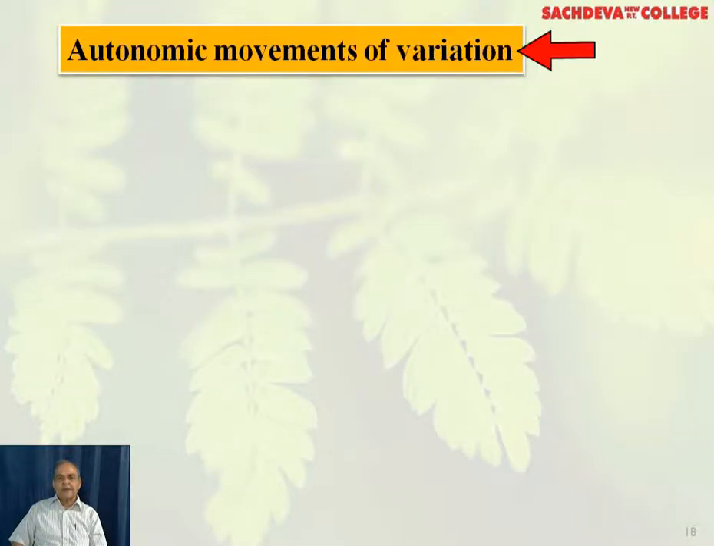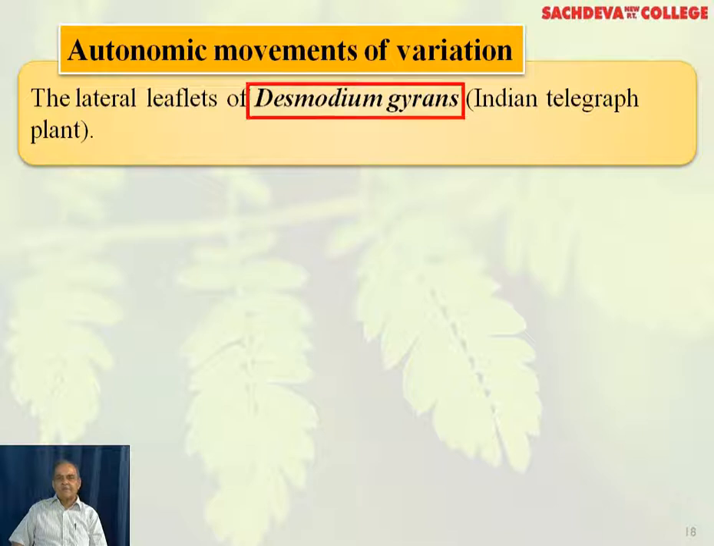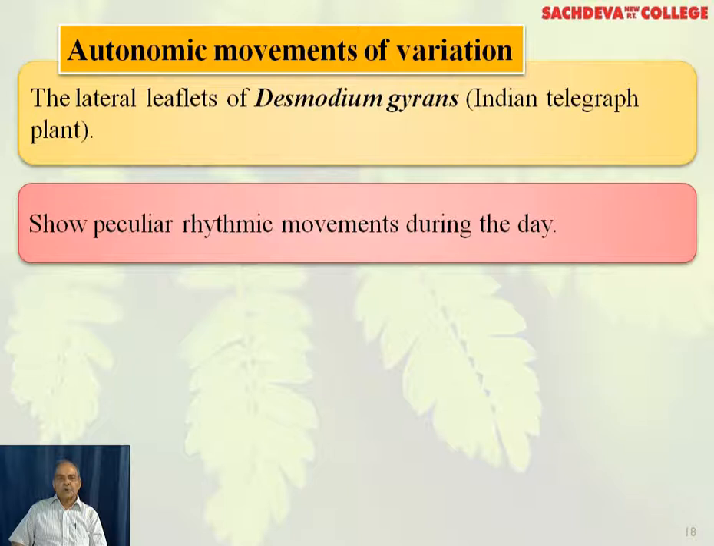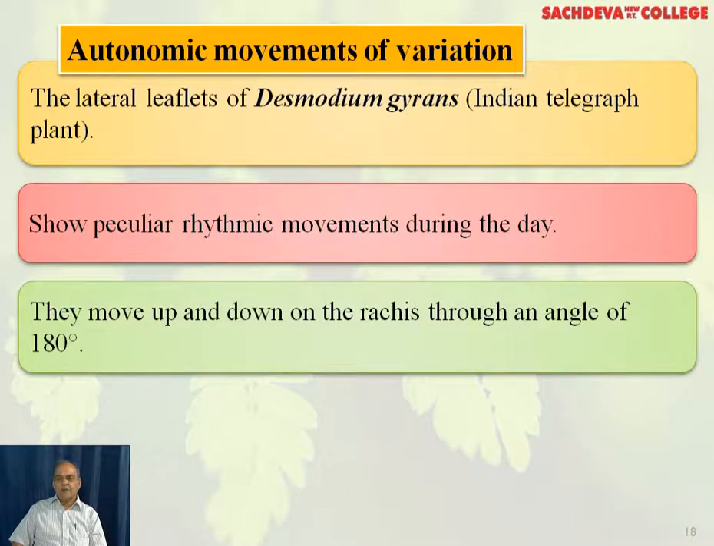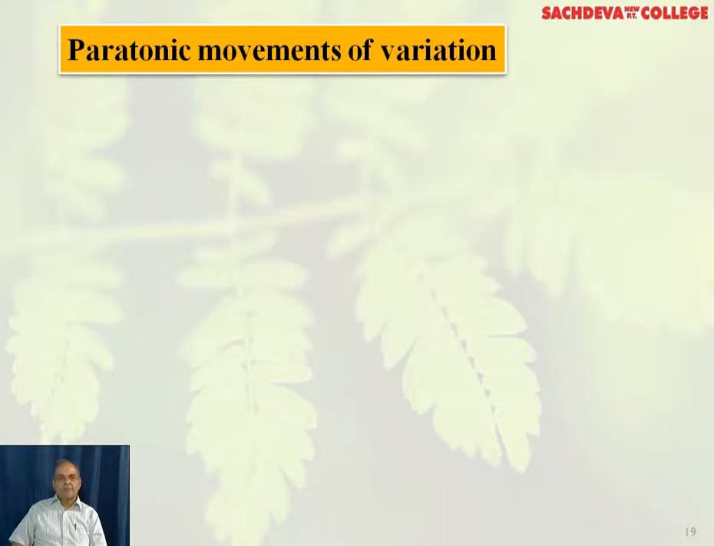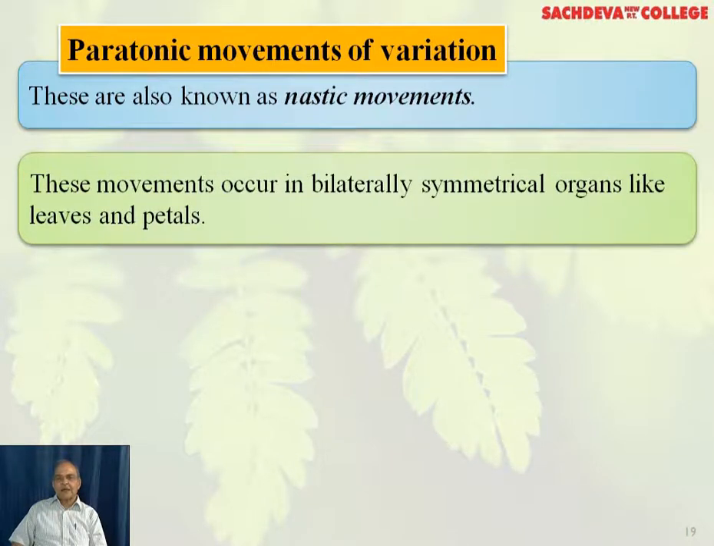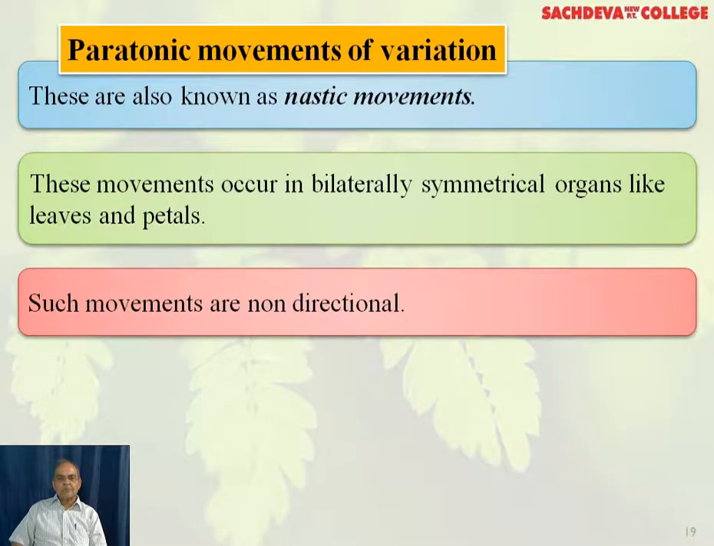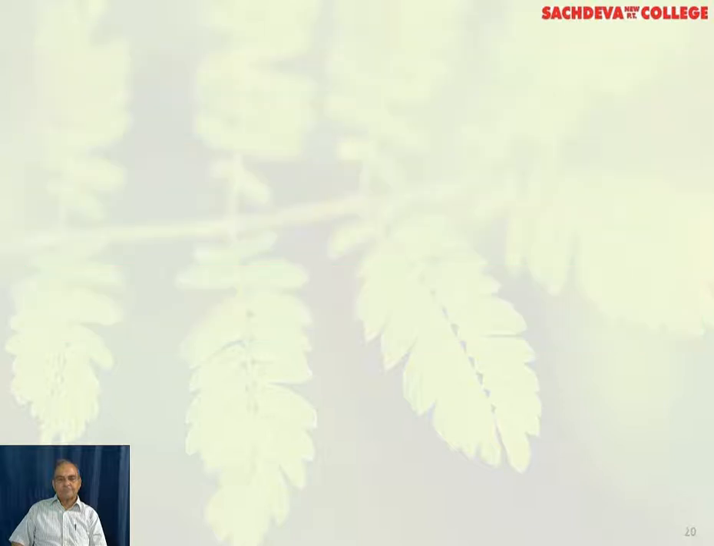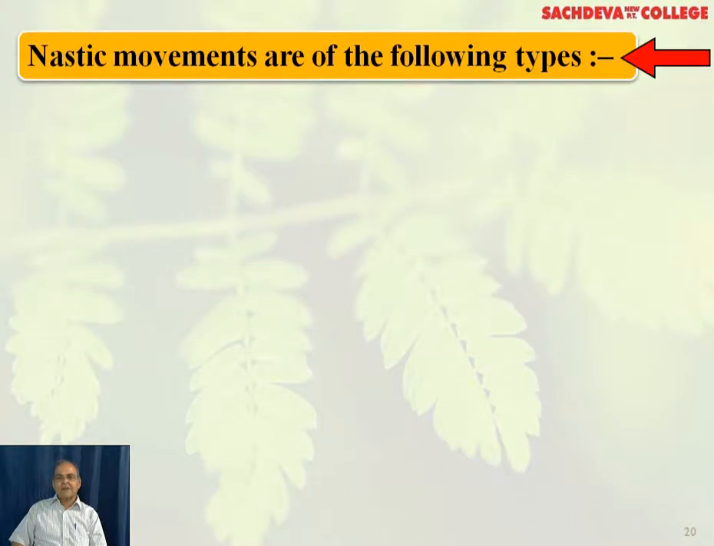Autonomic movement of variation. The lateral leaflets of Desmodium gyrans, that is the Indian telegraph plant, show peculiar rhythmic movements during the day. They move up and down on the rachis through an angle of 180 degrees. Paratonic movements of variation. These are also known as nastic movements. These movements occur in bilaterally symmetrical organs like leaves and petals. Such movements are non-directional. Nastic movements are of the following types.